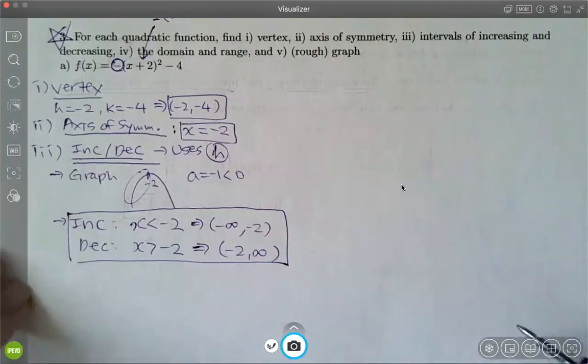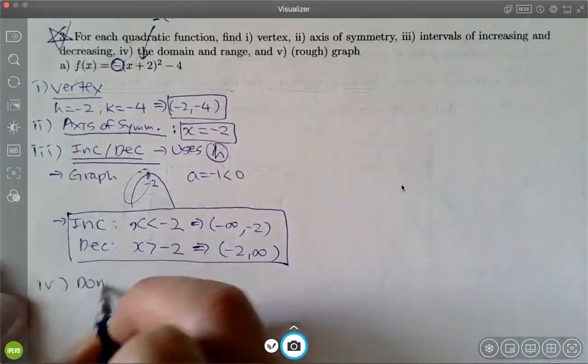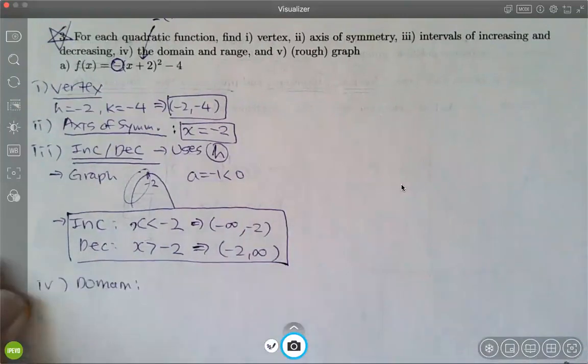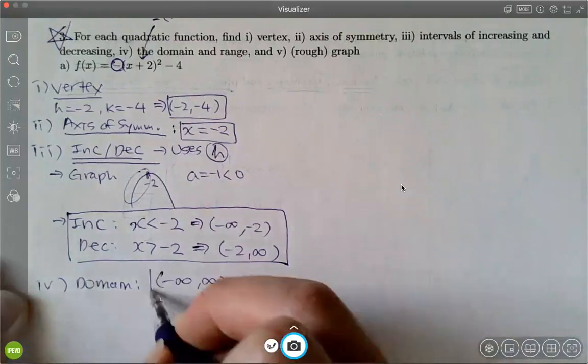Now, the domain. Is the domain pretty straightforward? Yeah, what's the domain? Everything, right? Okay, so that's pretty easy.